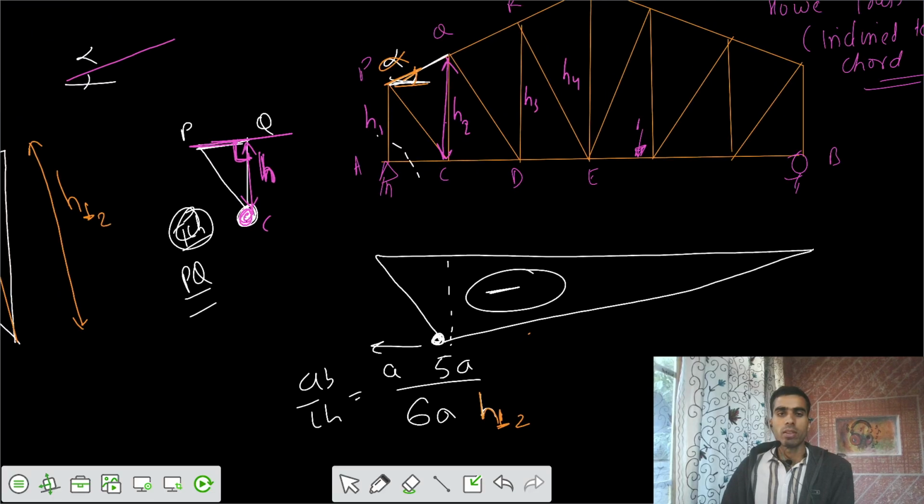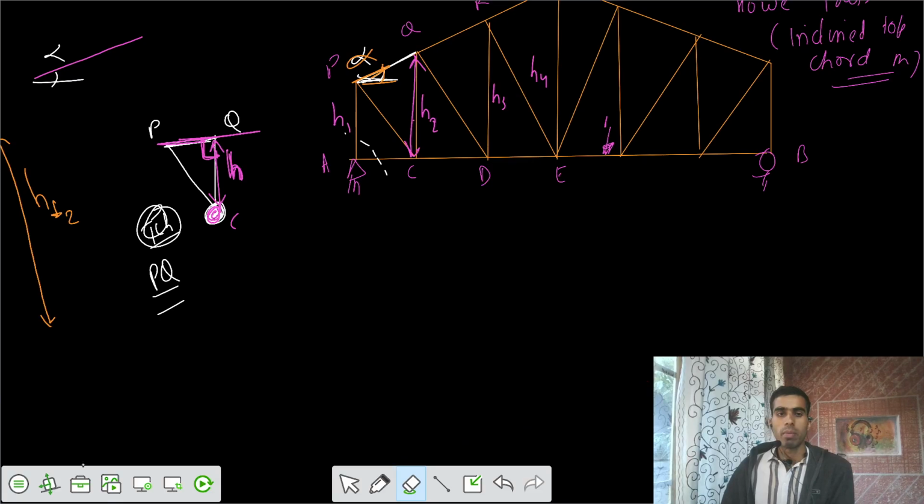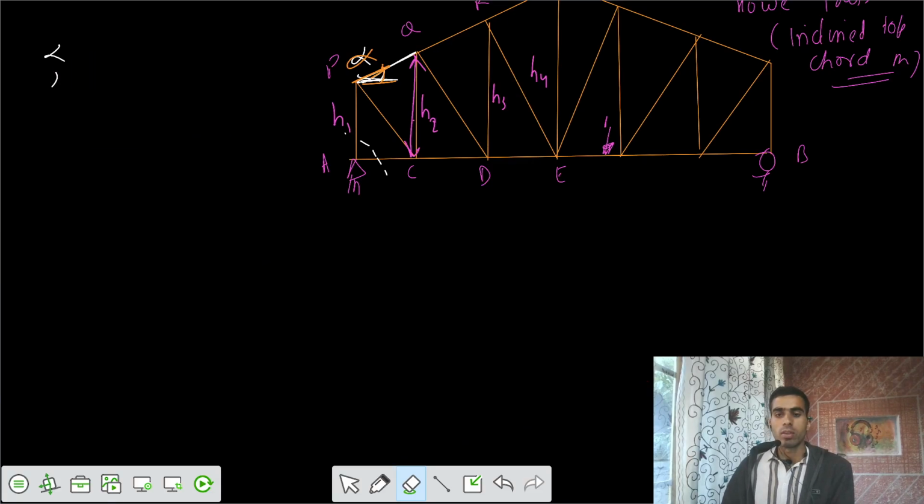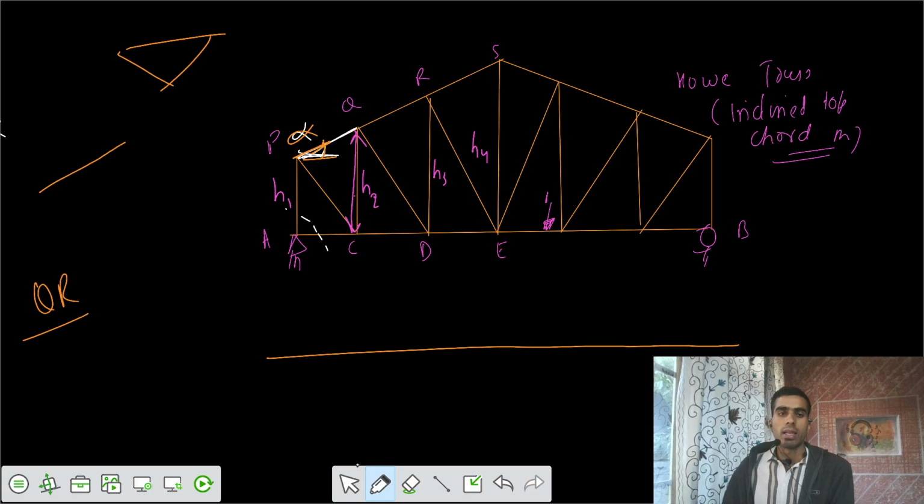And similarly, let's take the case of member QR. Let's see where the member QR is. Member QR is a top chord member, so the diagram would be negative. We have the diagram in the form of the ILD for bending moment at any section, ab by L, divided by h. So we have this one, then the variation is in this way.